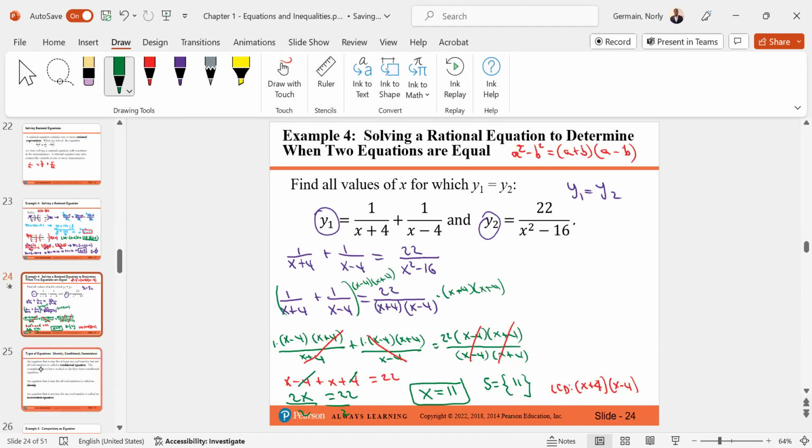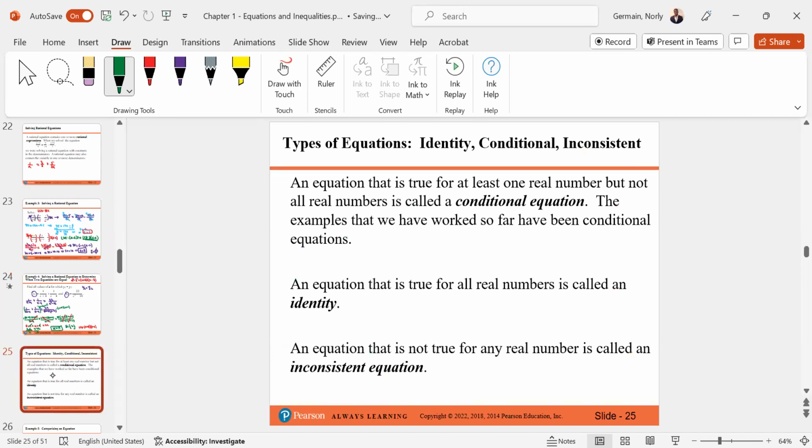Now, there are 3 different types of solutions you can obtain when you solve an equation. You either obtain a conditional one. It's a conditional equation when x equals something; you always solve and obtain something for x. We call that a conditional equation. An equation that is true for at least one real number, but not all real numbers, is called a conditional one.